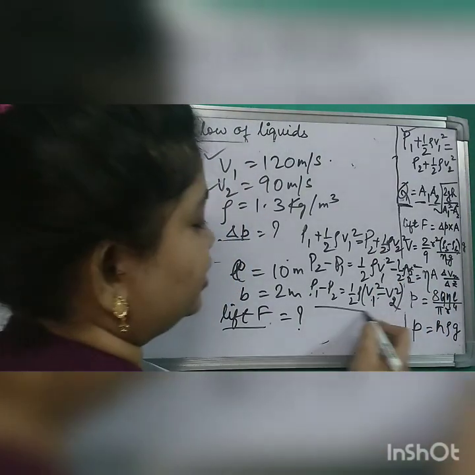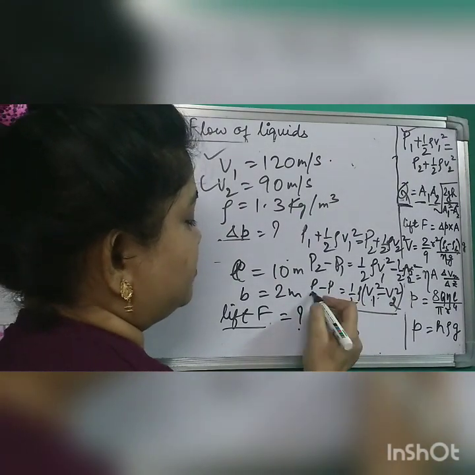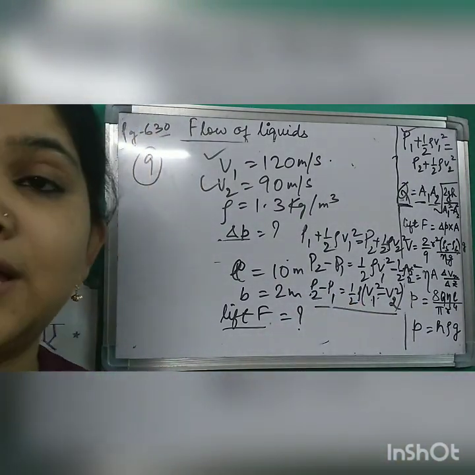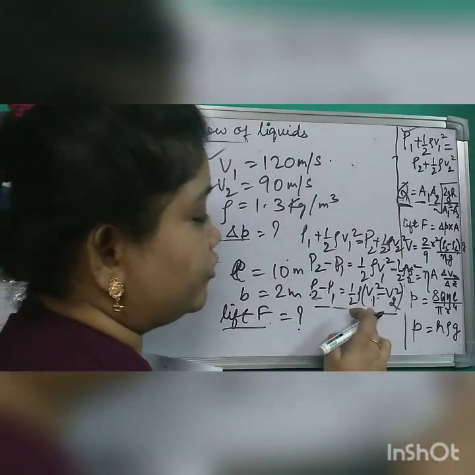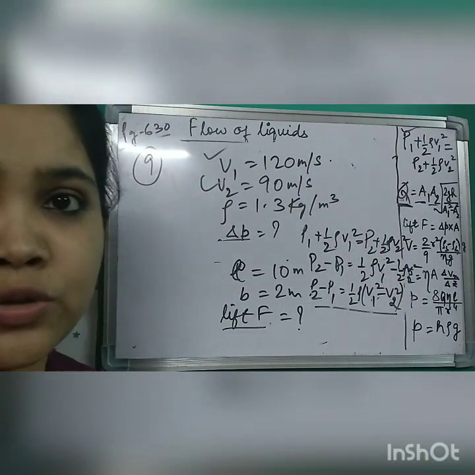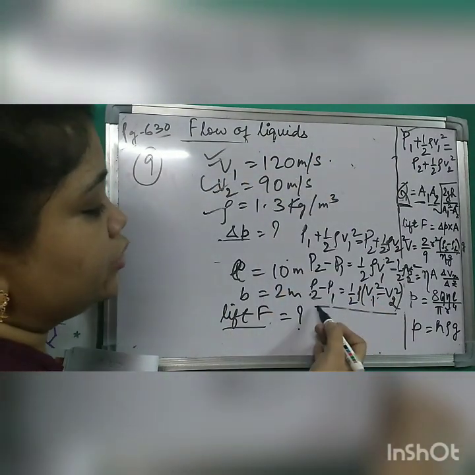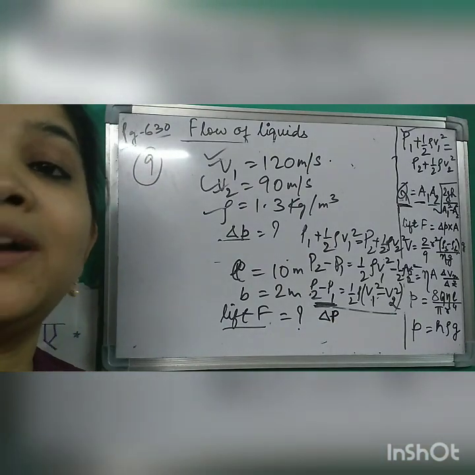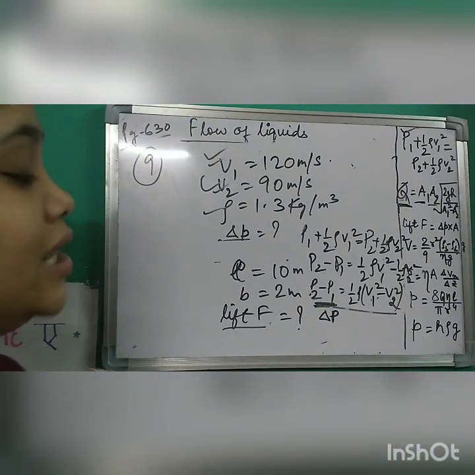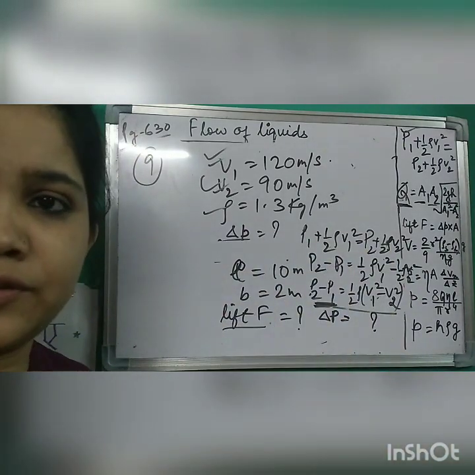So put in this formula P2 minus P1, not P1 minus P2, P2 minus P1. Delta P is P2 minus P1, which is equal to half rho times V1 square minus V2 square. V1 is given, V2 is given, rho is also given, so you can easily find out, and P2 minus P1 is nothing but delta P. So from here you will get the answer. So we have got the first part of the sum.